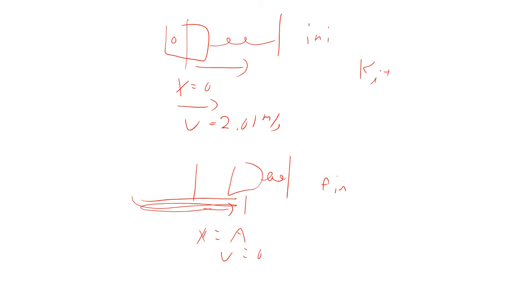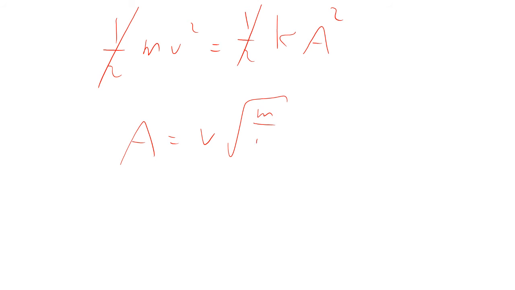So K initial plus U initial equals K final plus U final. Initially the x is 0, so this is going to be 1/2 m v squared, and at the end it's going to be 1/2 k x squared. Well, the x is A, so I can actually put this on the next slide to make more room. So 1/2 m v squared equals 1/2 k x squared, but the x is going to be A. So the 1/2s cancel, and so A is going to be equal to v times square root m over k.